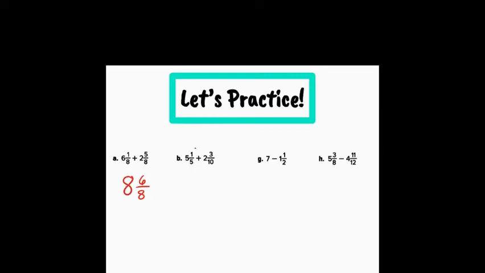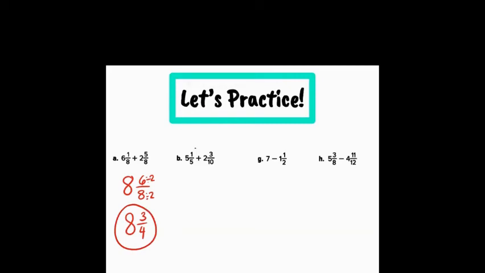So there's the answer, but we can simplify it. To simplify, we can divide both the top number and the bottom number by 2. Leave the whole number alone. So 6 divided by 2 is 3. 8 divided by 2 is 4. And bring down your whole number 8. Remember, leave that one alone. There's the answer for letter A, 8 3/4.